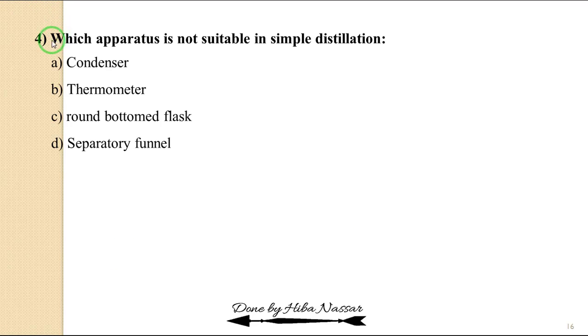And finally, question number 4. Which apparatus is not suitable in simple distillation? Condenser, thermometer, round-bottomed flask, or separatory funnel. For sure, it's part D. It's the separatory funnel.